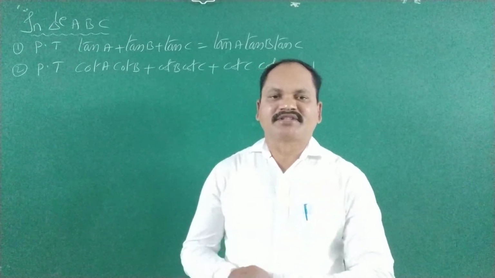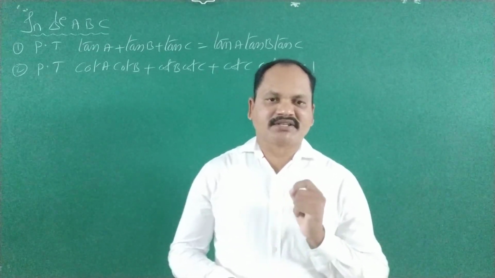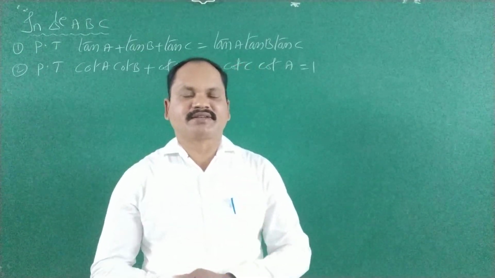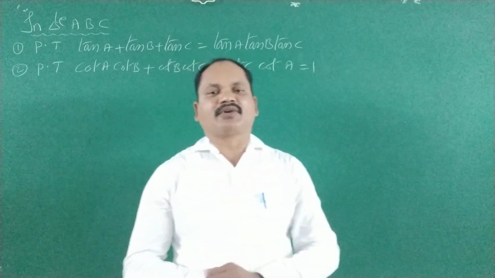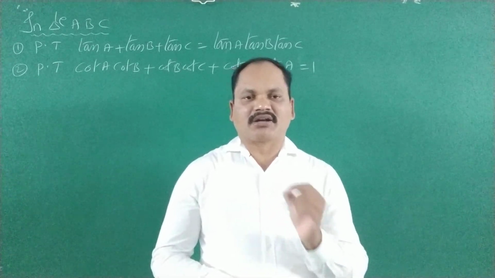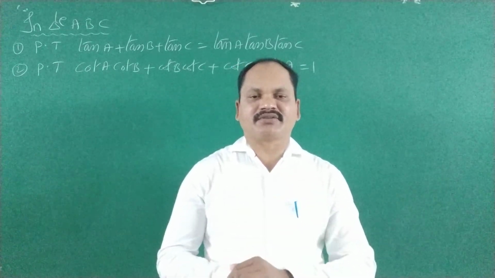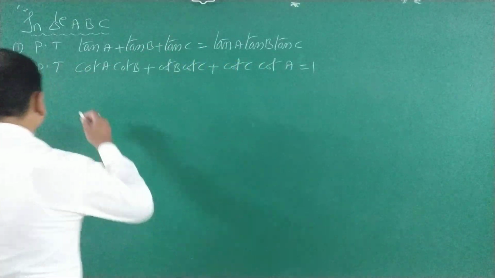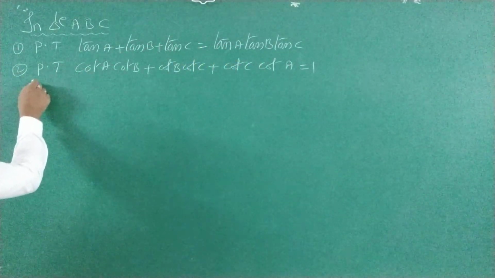In triangle ABC, prove that tan A plus tan B plus tan C is equal to tan A into tan B into tan C. That is the first one. And second one, cot A cot B plus cot B cot C plus cot C cot A is equal to 1. Now we have to prove. Proof for this.